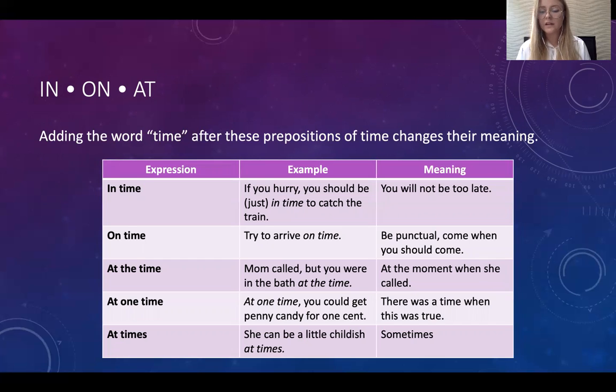Okay, at the time, for example, mom called, but you were in the bath at the time, meaning at the moment when she called. Okay, at one time, for example, at one time you could get penny candy for just 1 cent. Okay, so this means at some point in time, this was true. Okay, and the last one here, at times, for example, she can be a little childish at times. So this means sometimes. She's not childish all the time, but she can be a little childish sometimes.